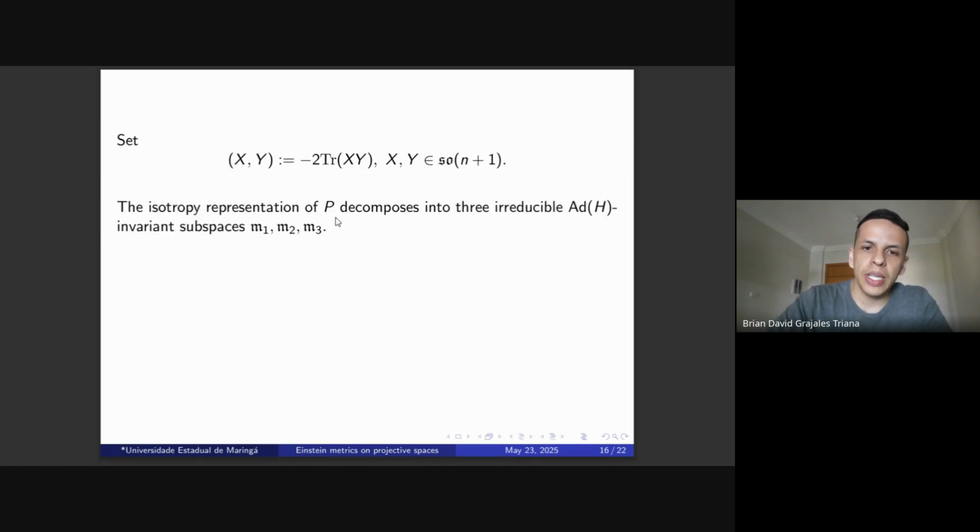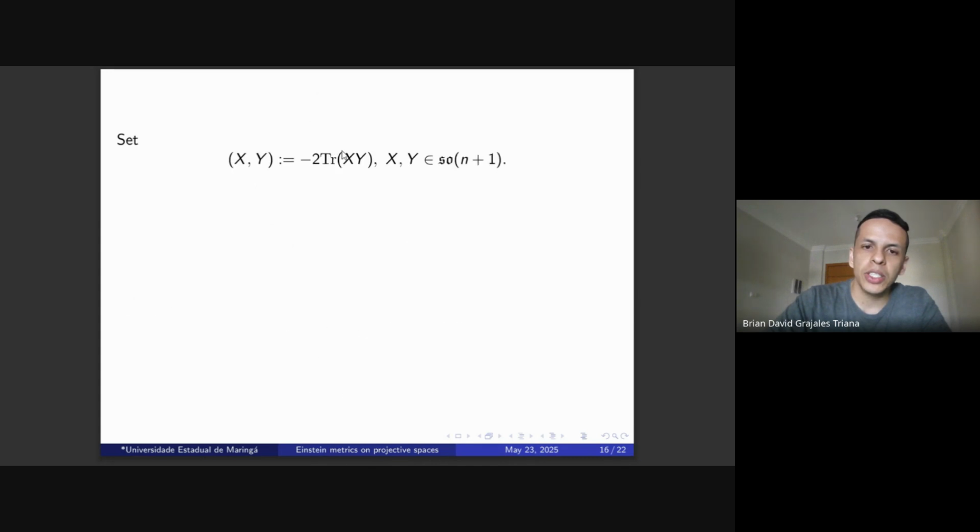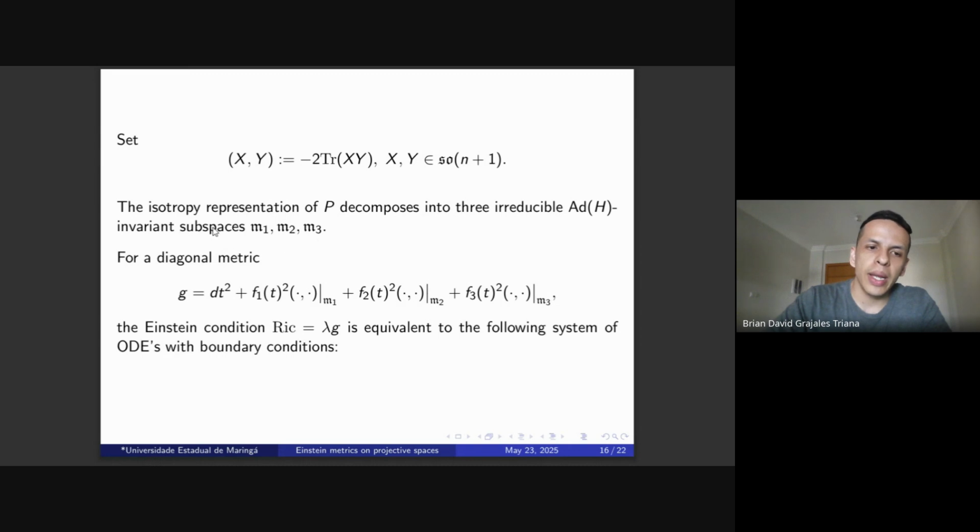And the isotropy representation of this singular orbit, G over H, decomposes into three irreducible invariant subspaces. So as we know, a diagonal metric on the homogeneous space is determined by three parameters. These are three parameters. And we have that for each T. So we have a metric on the complex projective space of cohomogeneity 1 with this formula, where T is in the interior of the closed interval [0, 1].